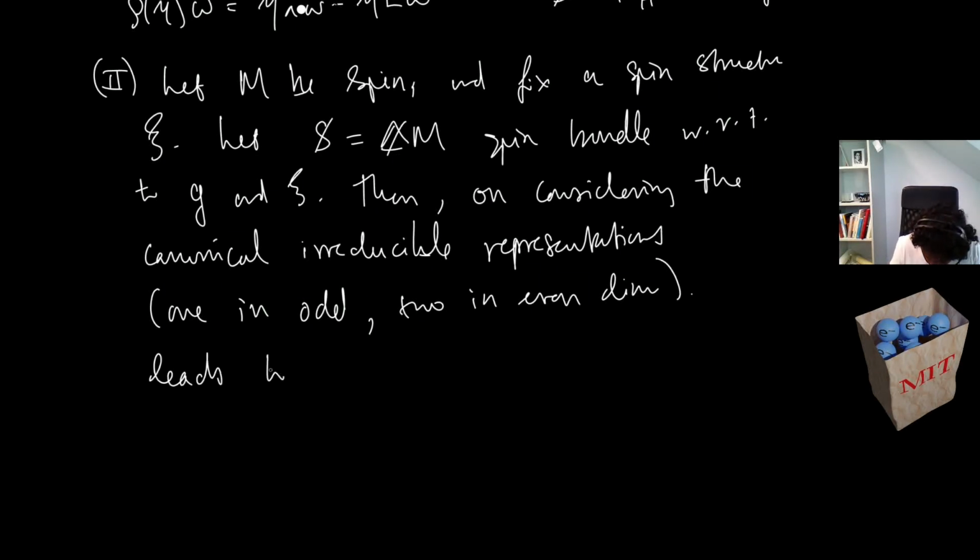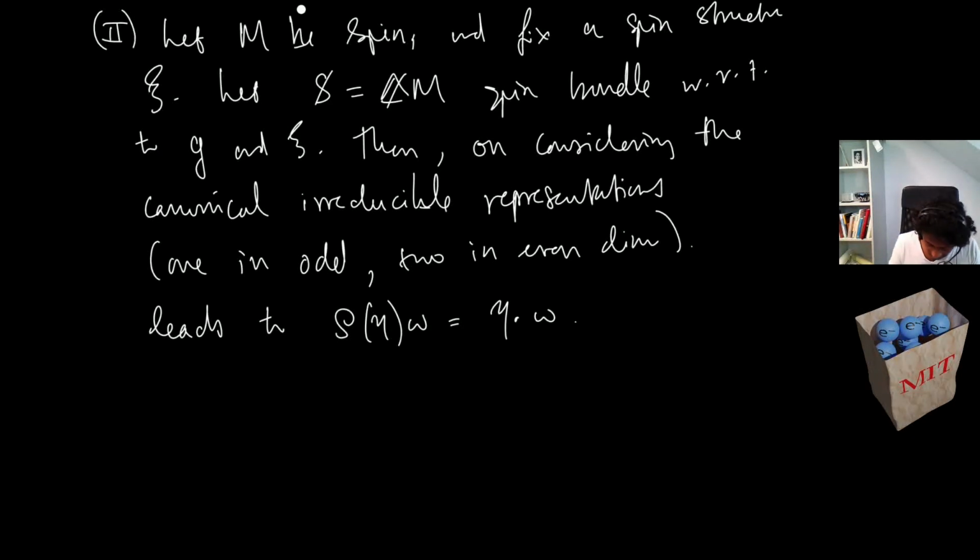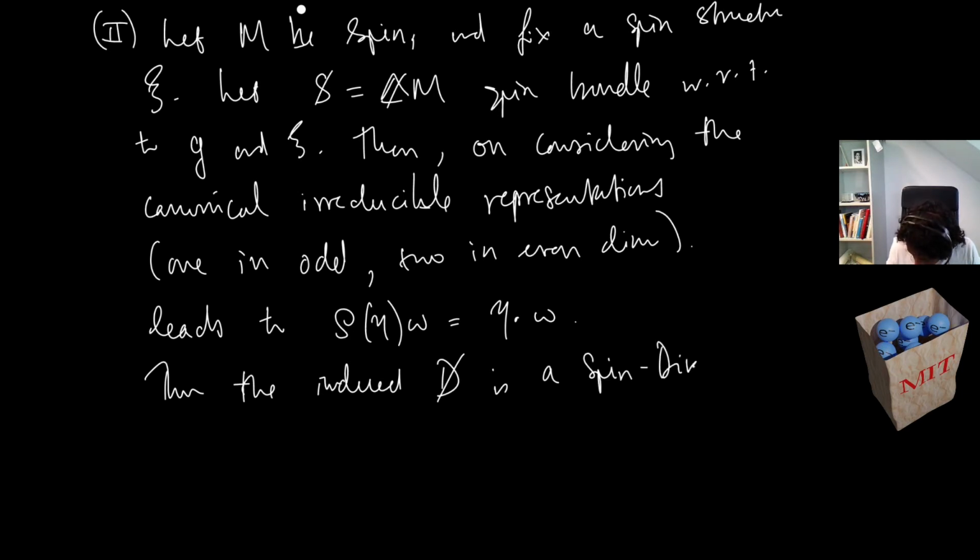Leads to rho, eta omega equals eta dot omega. Okay. Then the induced D is a spin Dirac operator. Okay.